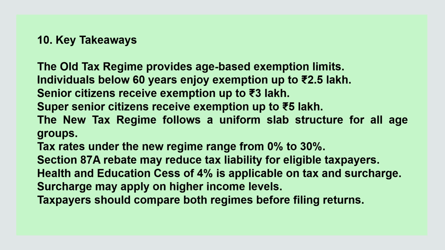Tax rates under the new regime range from 0% to 30%. Section 87A rebate may reduce tax liability for eligible taxpayers. Health and education cess of 4% is applicable on tax and surcharge. Surcharge may apply on higher income levels. Taxpayers should compare both regimes before filing returns.